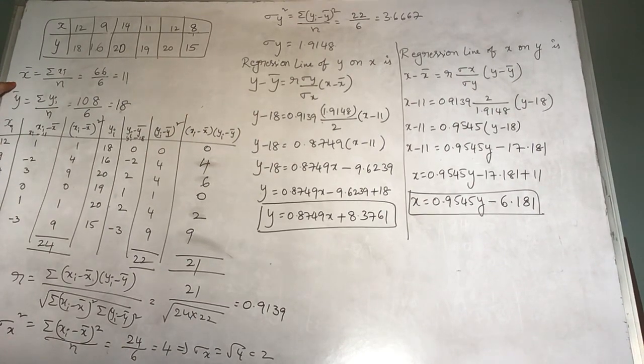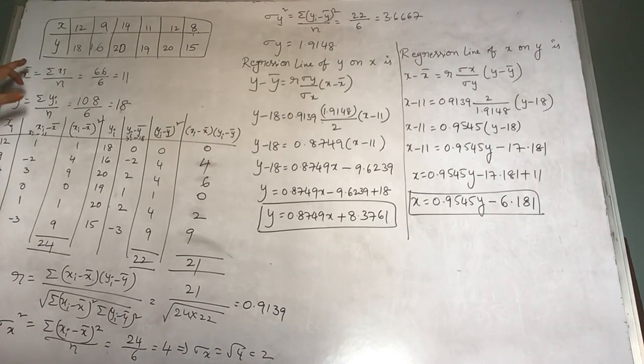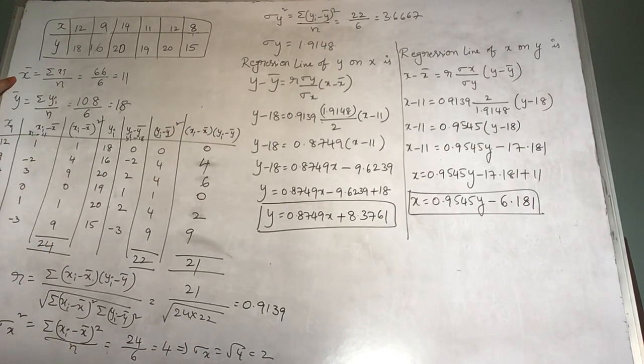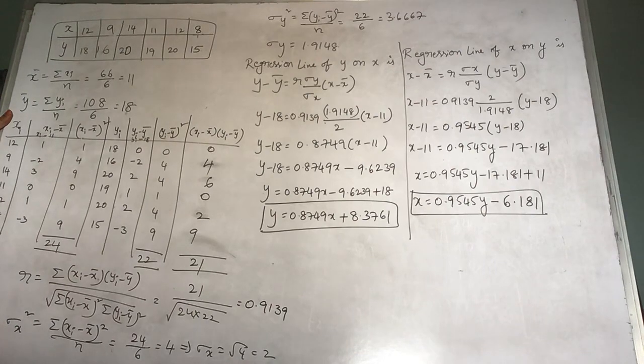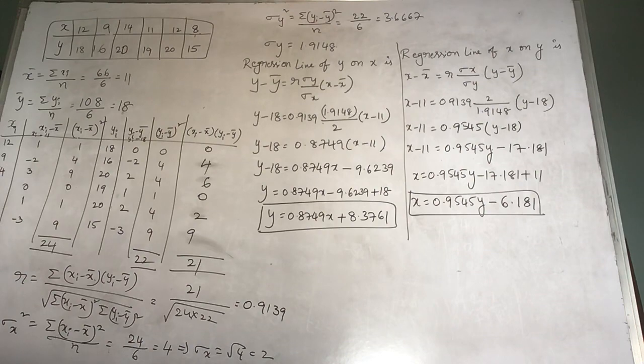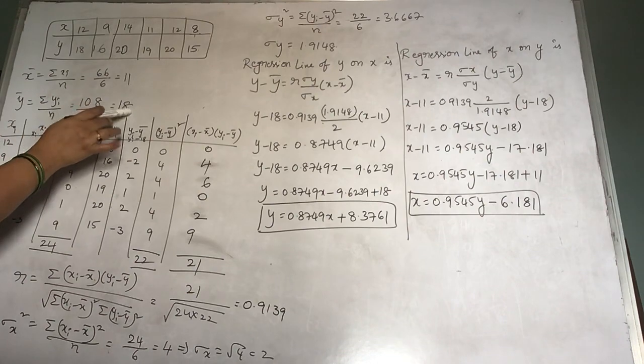Here x bar is the mean value of x. We have 6 observations for x. The mean value of x is the sum of the observations divided by the number of observations. Adding all these values we get 66 divided by 6, that is 11. So the mean value of x is 11. Next we find the mean value of y, denoted by y bar. y bar is equal to summation of yi by n, the sum of all the observations of y divided by the number of observations. Adding all these observations, we get 108 divided by 6, which is 18.